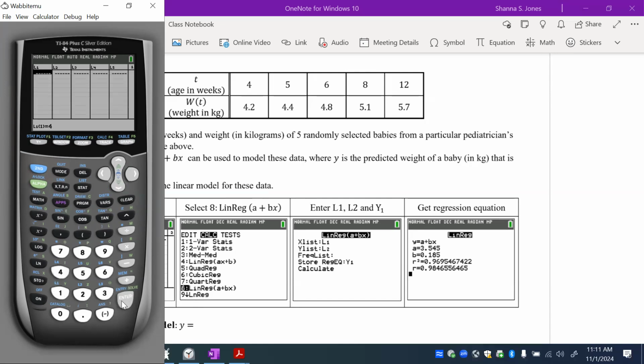I have 4, 5, 6, 8, 12. Then I have 4 and 2/10, 4 and 4/10, 4 and 8/10, 5 and 1/10, and 5 and 7/10.